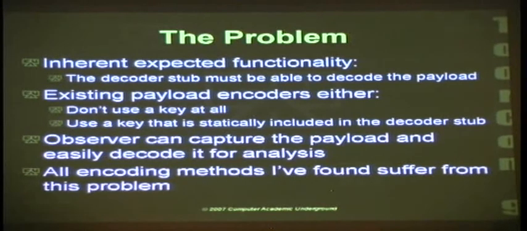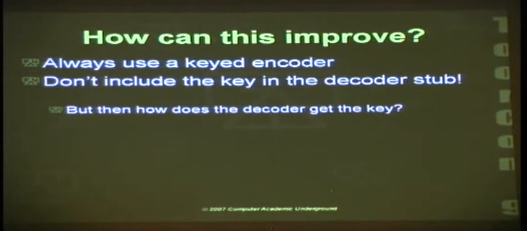It's feasible to assume that as processing technology gets faster and faster, network monitoring devices might be attempting to do this type of thing in a real-time fashion. And with the decoder providing all of the information it needs to decode the payload, that would potentially be possible. So how can this improve? Always use a keyed encoder if you can. Also, don't include the key in the decoder stub, which presents the obvious question: then how does the decoder actually get the key and perform its job? Which brings me to the subject of my talk, context-keyed payload encoding.